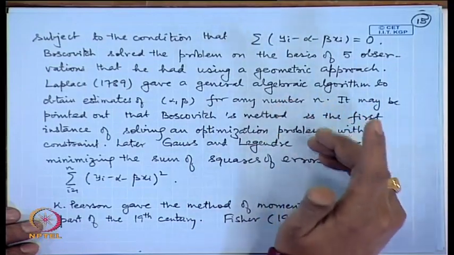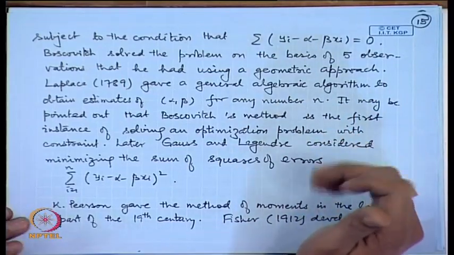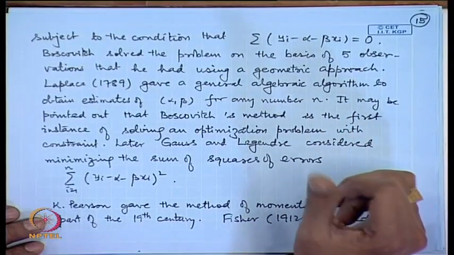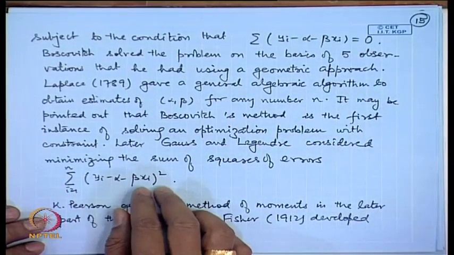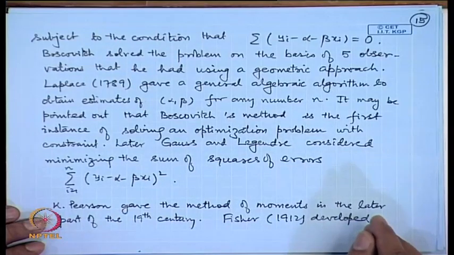This can be considered as the first attempt to solve an optimization problem under constraints. Later on, Gauss and Legendre considered the minimization of the sum of the squares, and that is why it came to be known as the method of least squares. So, you can consider that modern statistical inference started as early as the 18th century. Further techniques started to get developed towards the latter half of the 19th century.